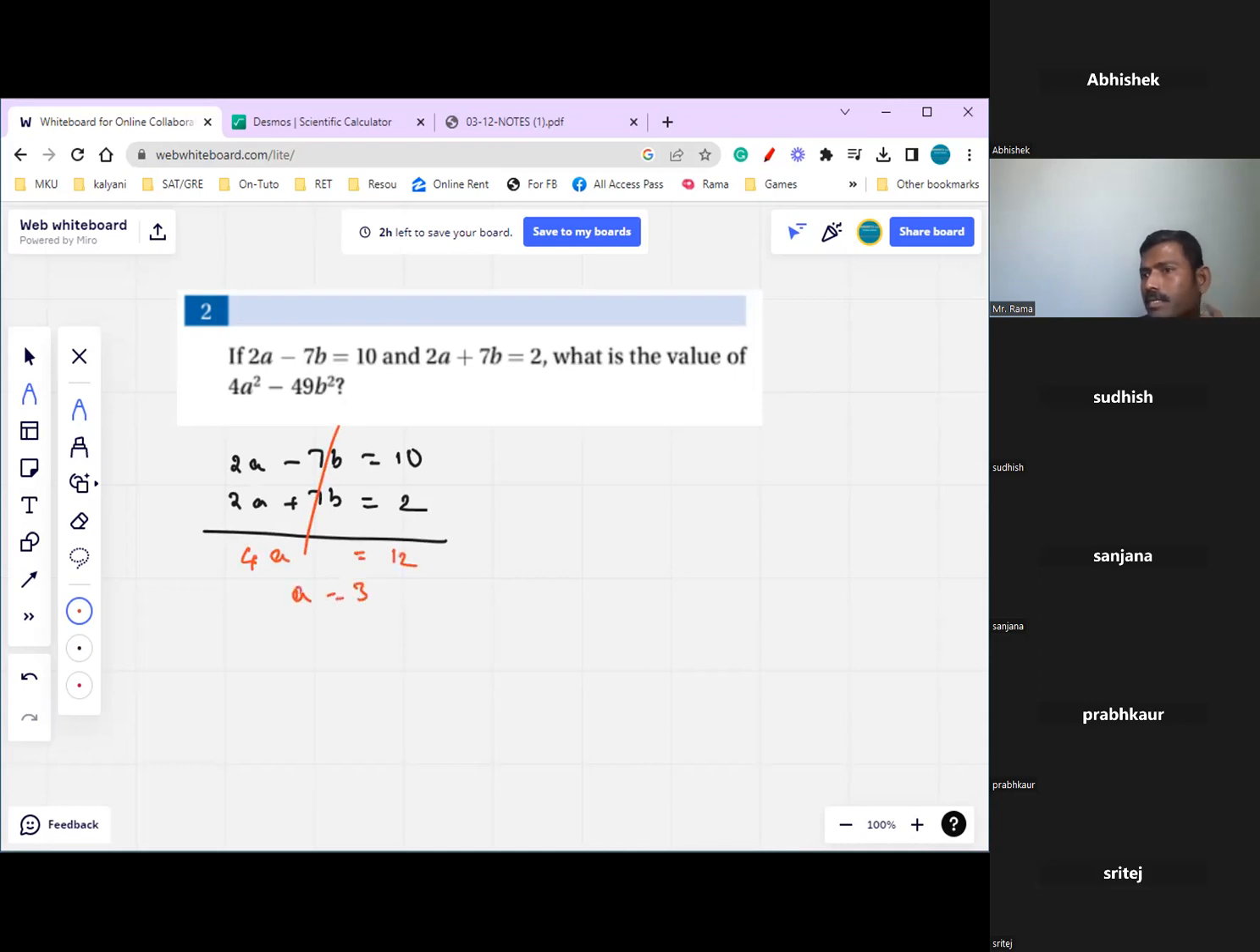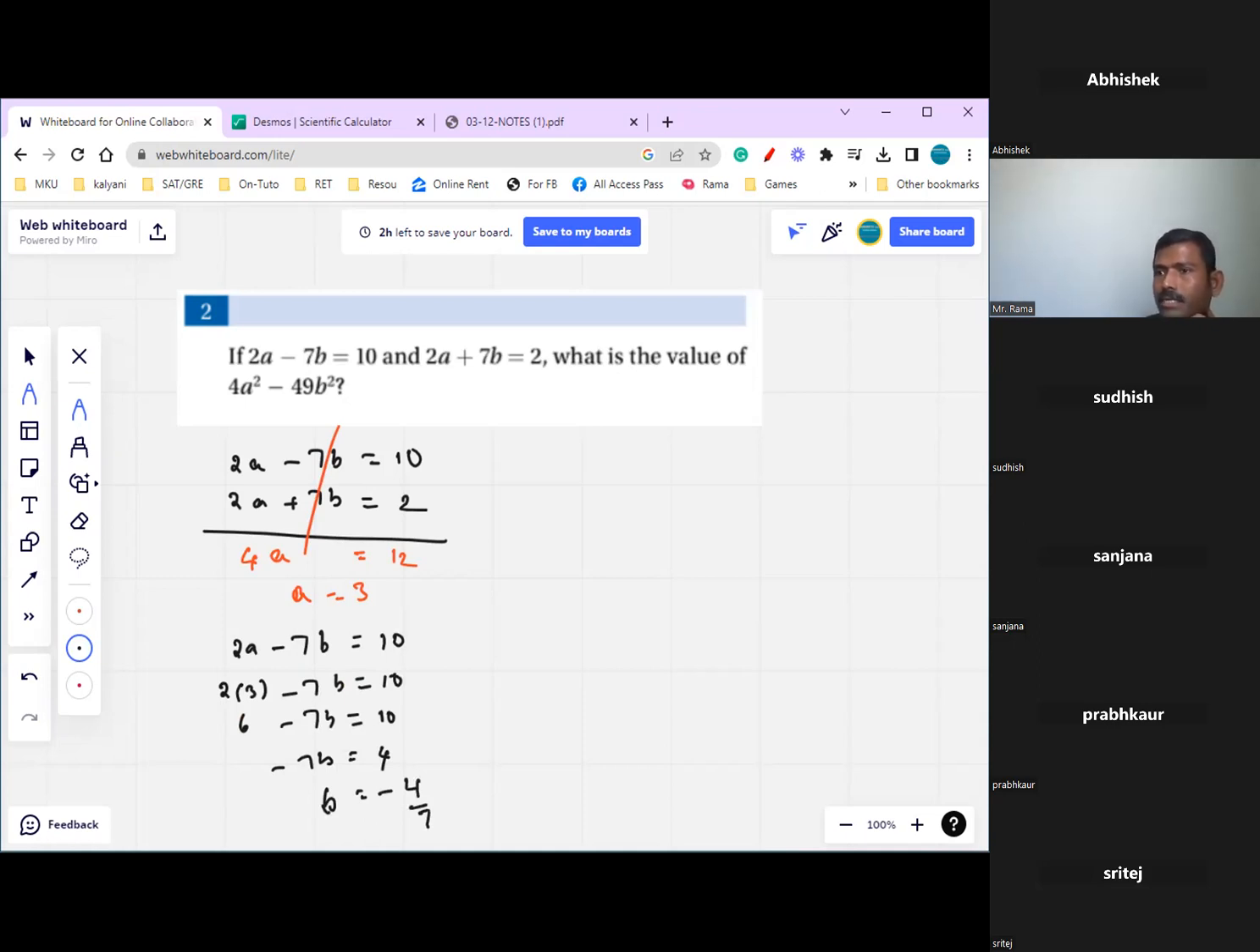Now you think, okay, I'm going to find the b value. So what you do is take one of the equations, 2a minus 7b is 10. You replace a with 3, so 6 minus 7b is 10. And then you bring that to the other side, then it's going to be 4, and b is negative 4 over 7.